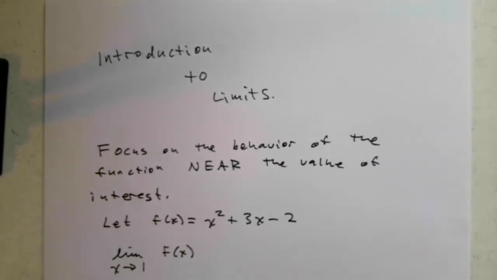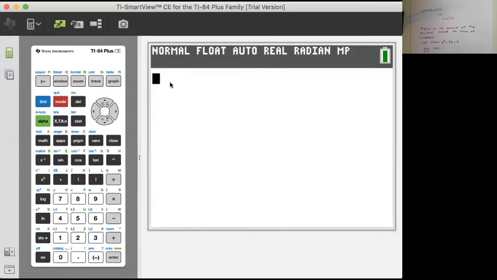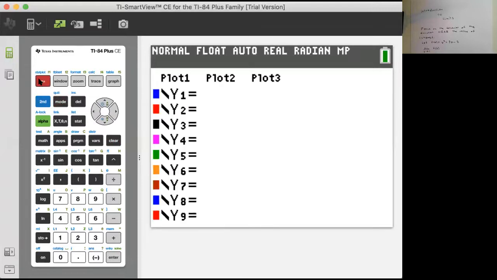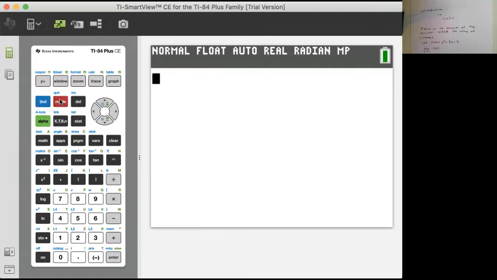So to do that, I'm going to go ahead and use the graphing calculator and choose x values fairly close to 1. So I'm going to pull the graphing calculator up. And I plug in the function with the y equals button. And I have x squared plus 3x minus 2. And we are interested in what happens near 1. What happens at 1 is irrelevant. What happens near 1 is what we're interested in.